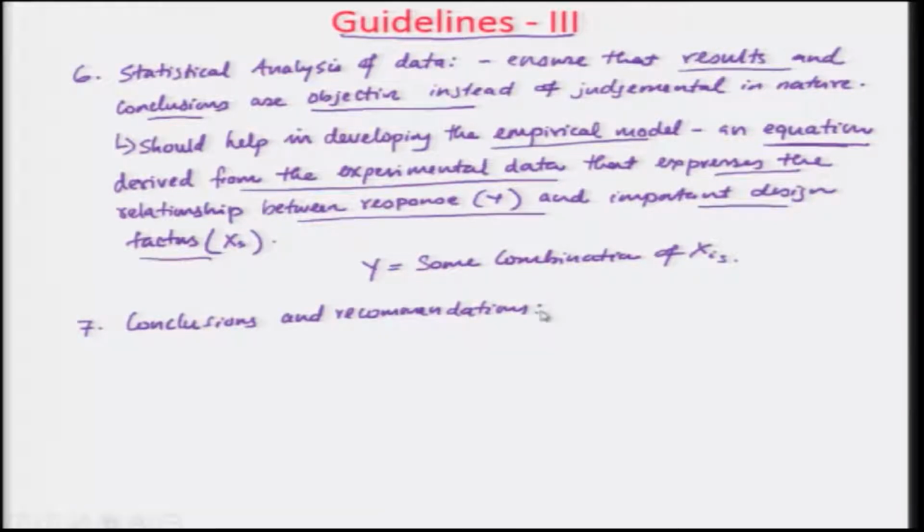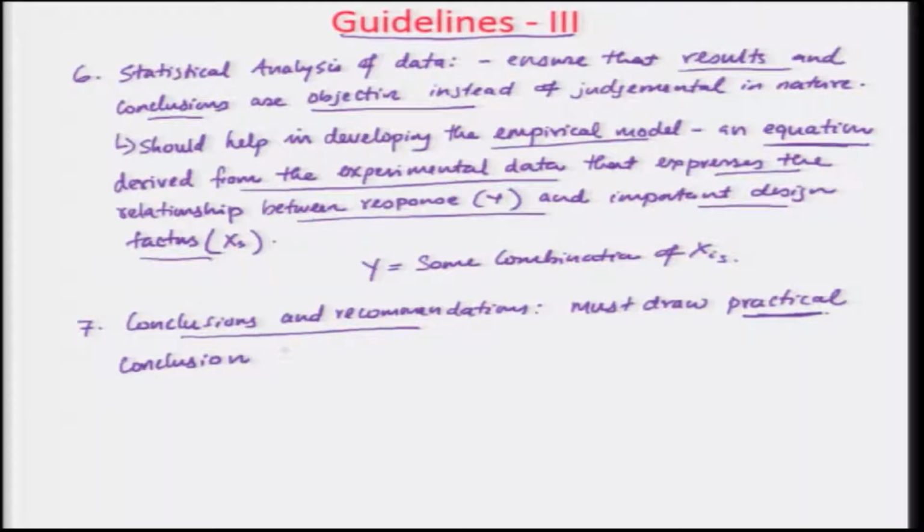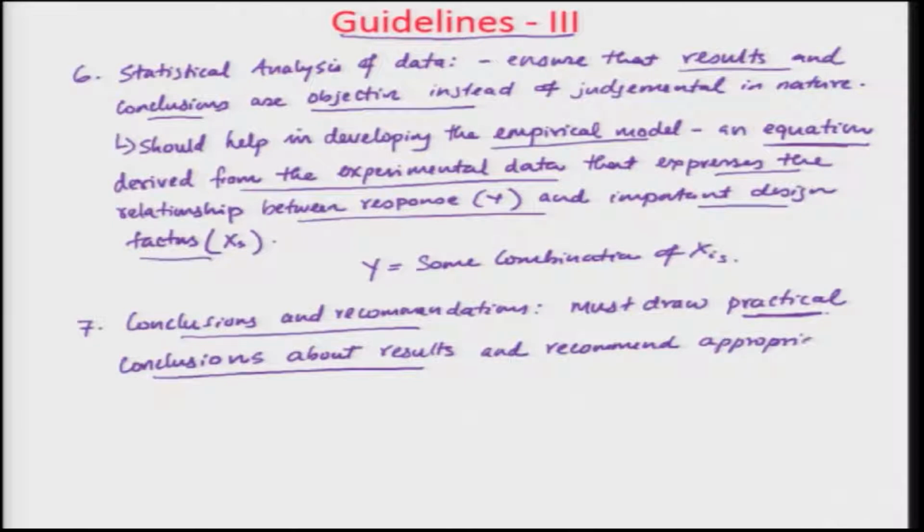Okay. Now, you may think that is very easy to do, but not necessarily. For the conclusions and recommendations, the important thing for us is we must draw practical conclusions. Practical conclusions, not just any conclusion. The qualifier word is we must be able to draw practical conclusions about results. So, practical conclusions about the result should be drawn, and we should recommend an appropriate course of action. Okay. We should not just draw conclusions, we should also recommend a course of action, right.